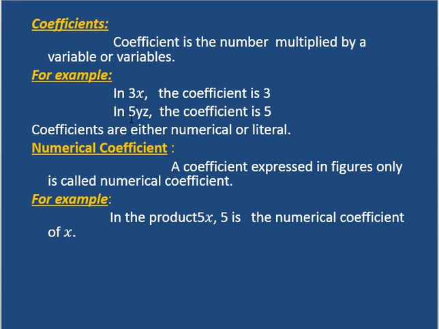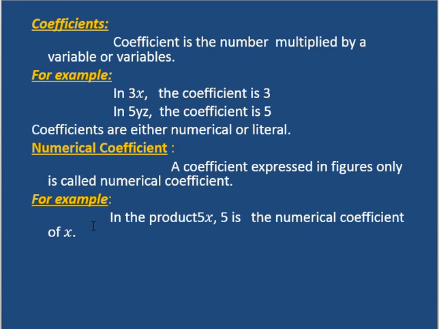Similarly here in 5yz, 5 is the coefficient because 5 is multiplying by y and then y multiplying by z, and these all after multiplication become 5yz. Coefficients are either numerical or literal. First, numerical coefficient. A coefficient expressed in figures only is called numerical coefficient.